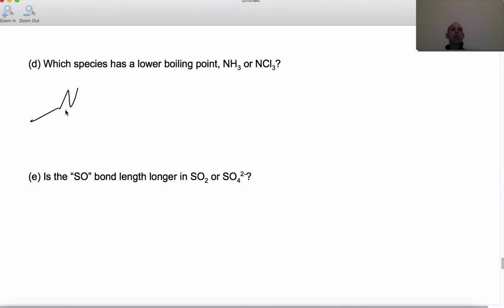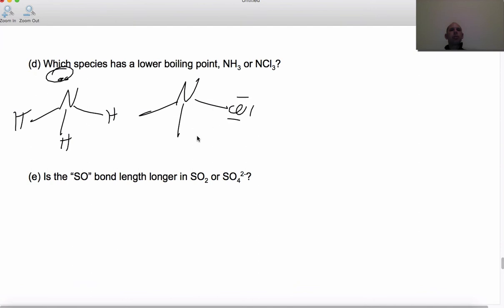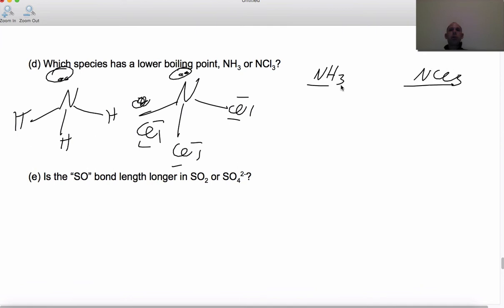Let's draw the Lewis structure for these. There's NH3, and there's NCl3. Sometimes I like to circle the lone pairs. Okay, so let's write a little key over here. They're both polar, so they both have London dispersion and dipole-dipole.